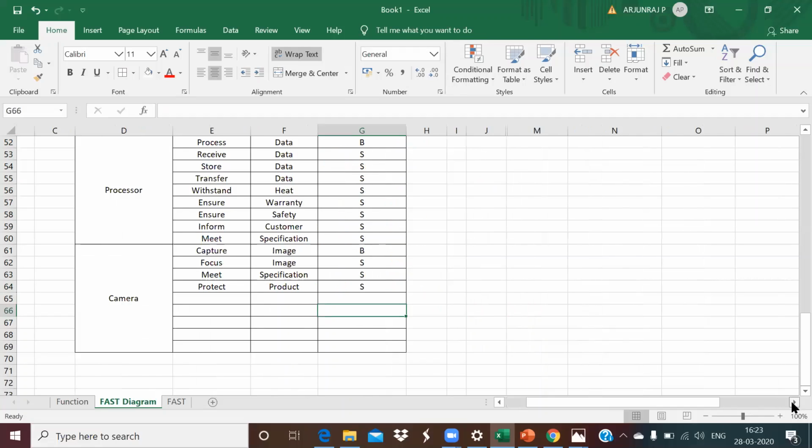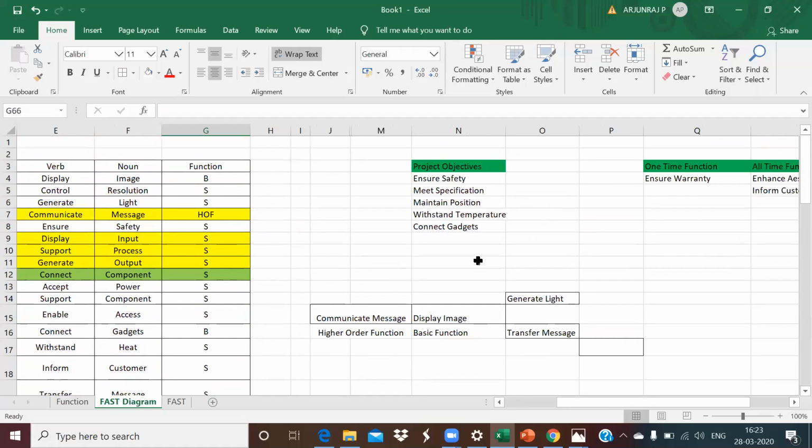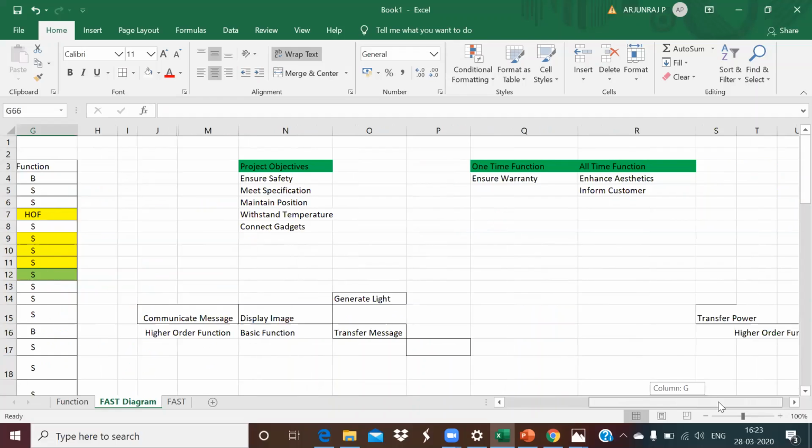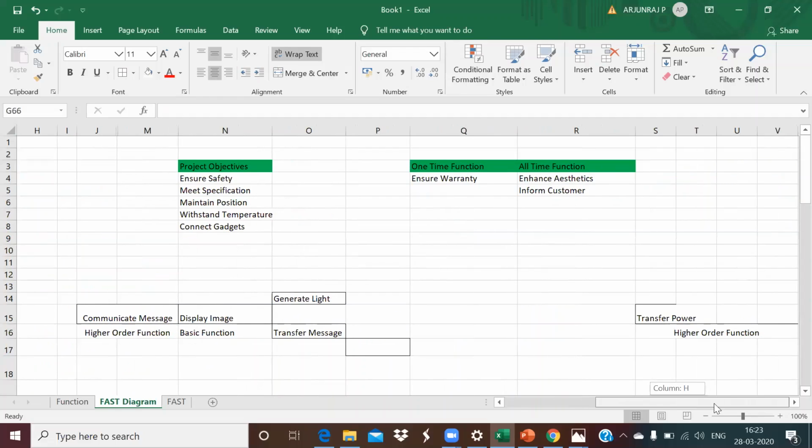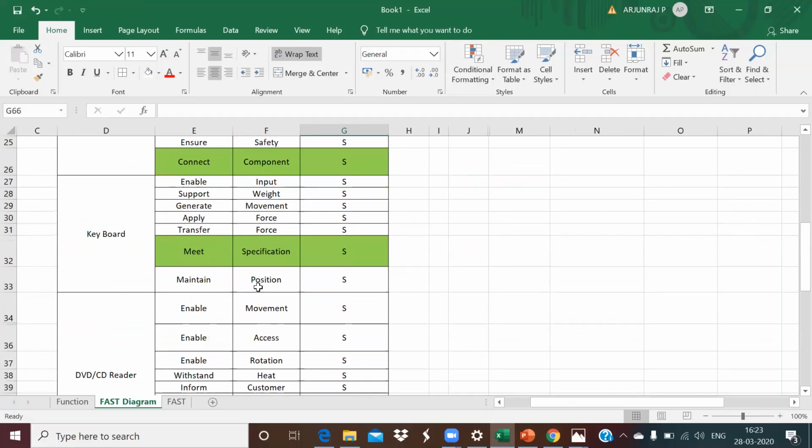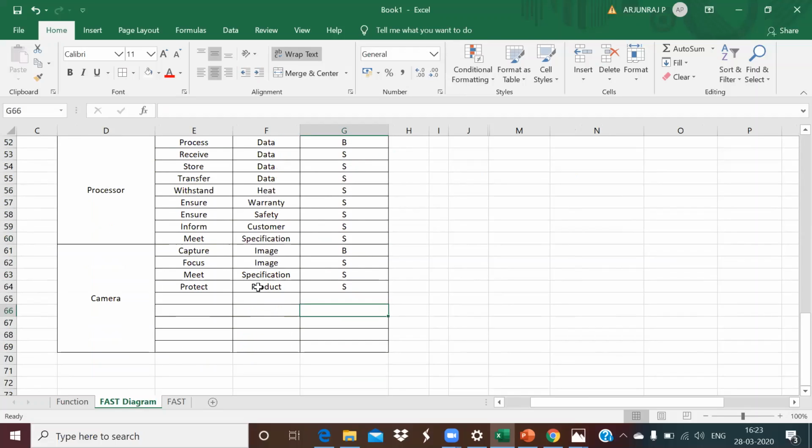And again, protect product should be an all-time function. Ensuring safety and protect product are almost the same. And also inform the customer whether it's working or not, normally with the display light. If the camera is on, the LED will glow. Inform customer, or display light. Done with the camera, I think.